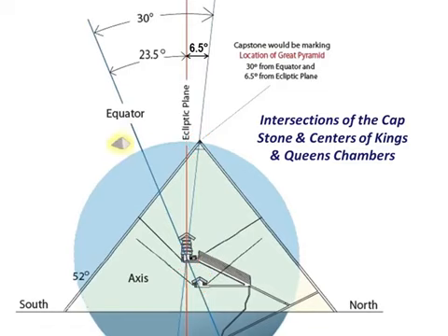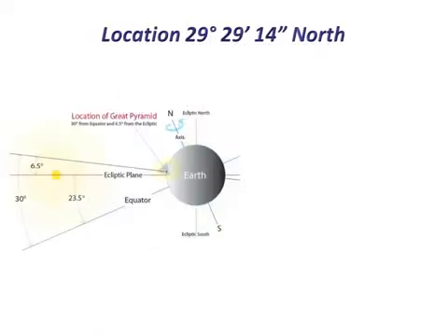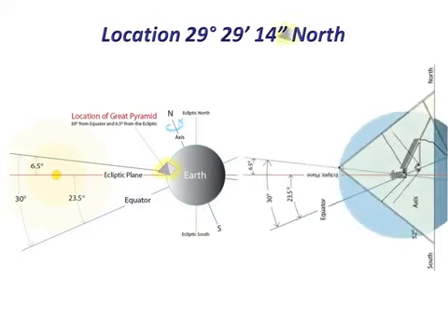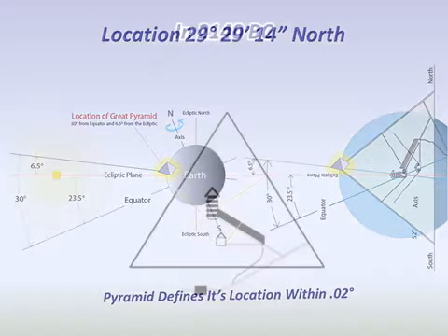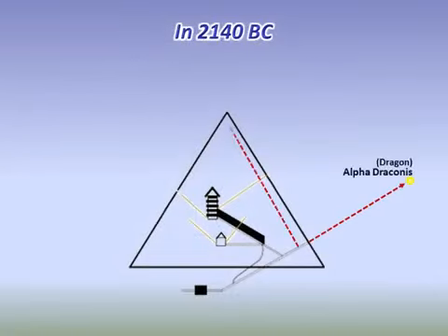Now, let's take this, and so we see the pyramid there. Let's take this and just turn it on its side so we can demonstrate for you what we're saying. And so if we look at those angles, they exactly define the location of the Great Pyramid on Earth. Nobody had that knowledge when this was built. And it defines the pyramid's location within 0.02 of a degree. That's pretty amazing. In 2140 BC, we know that it pointed at Alpha Draconis and the Pleiades.